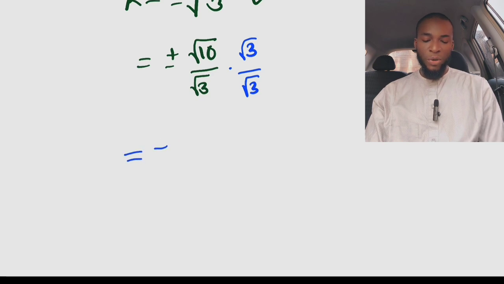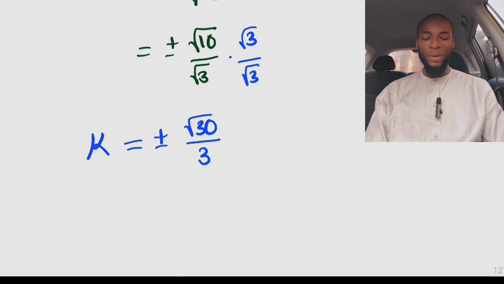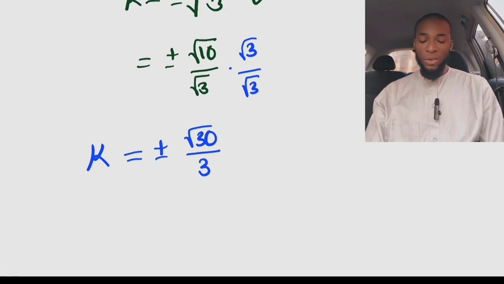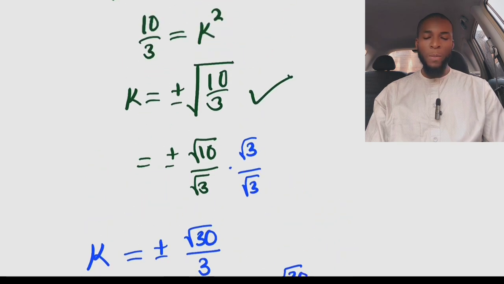So this is equal to plus or minus the square root of 10 times the square root of 3, which gives us the square root of 30, divided by the square root of 3 times the square root of 3, which is the square root of 3 squared, equal to 3. And hence the values of k are plus or minus the square root of 30 divided by 3. If you like, you can split it into k equals the square root of 30 divided by 3, or k equals negative the square root of 30 divided by 3. And hence this is said to be the solution to problem number 1.